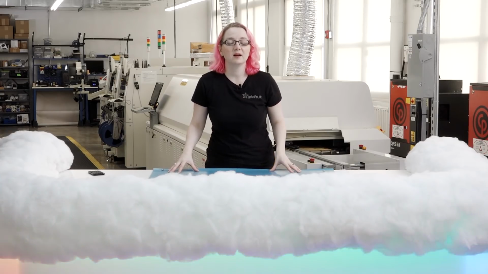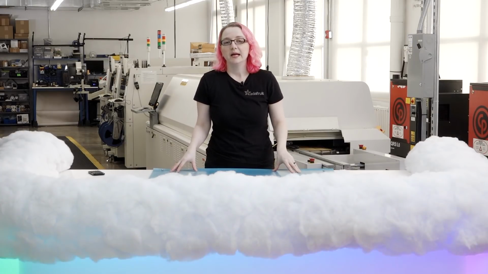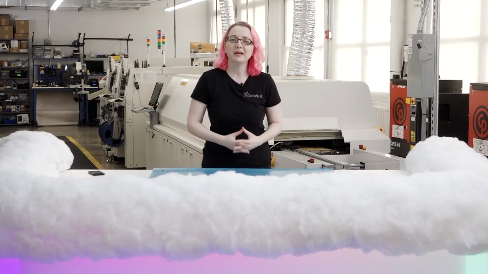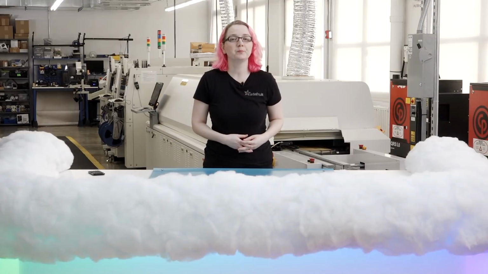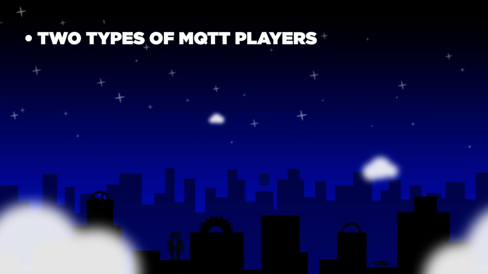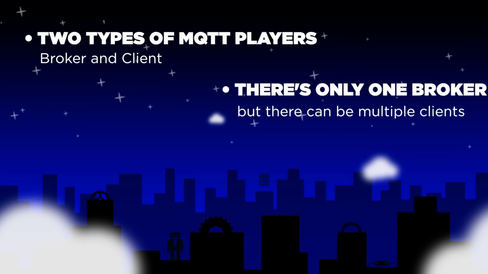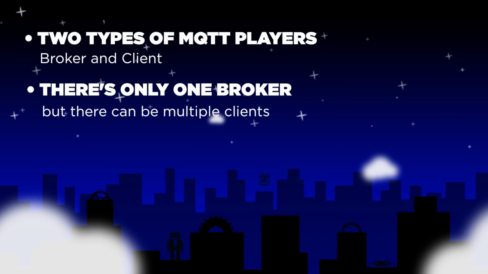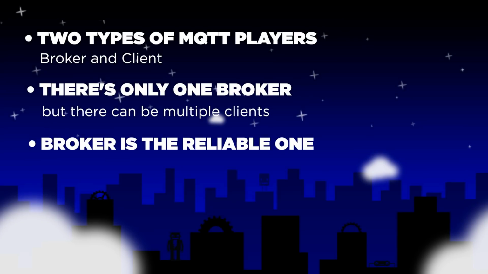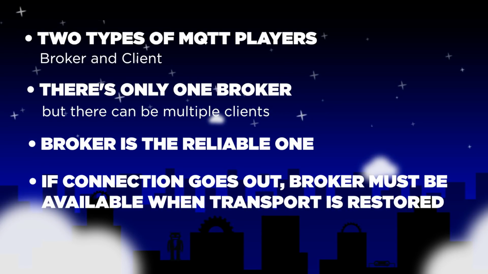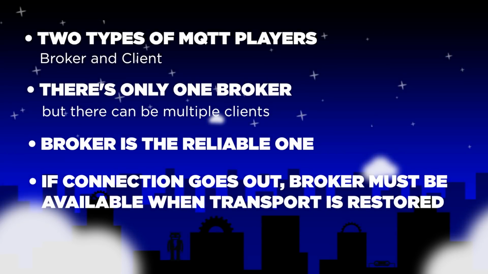Let's get into the details of MQTT. MQTT has some terms that make it easy to remember what does what. There are two types of players in an MQTT network, the broker and the client. There's only one broker, but there can be multiple clients. The broker is considered the reliable one in the network relationship. Even if the connection goes out, the broker is expected to be available whenever the transport is up and running.